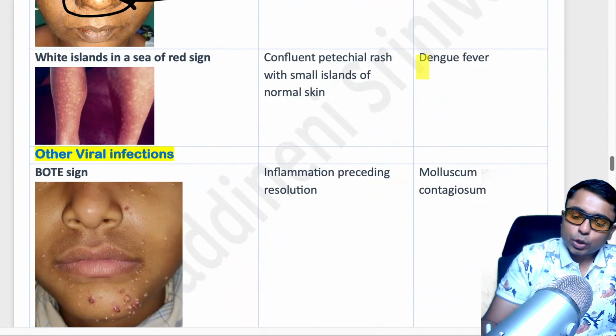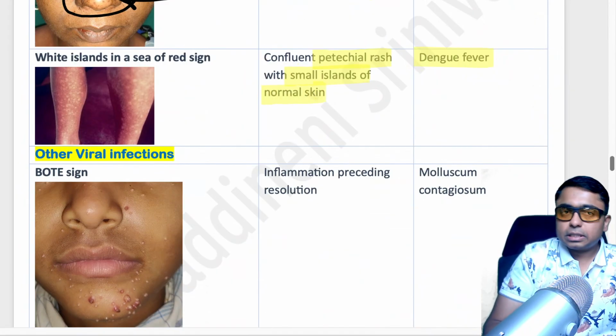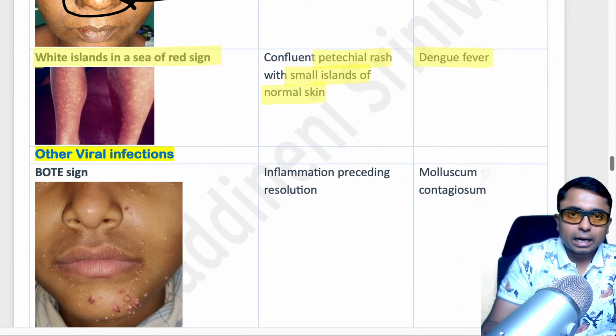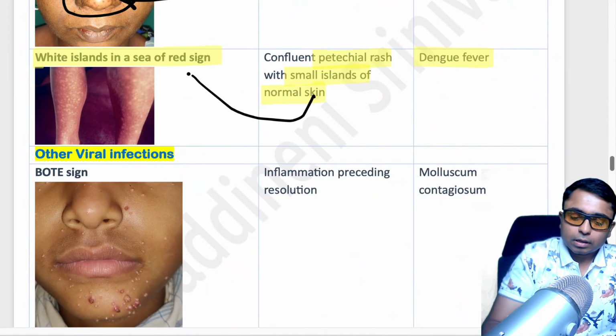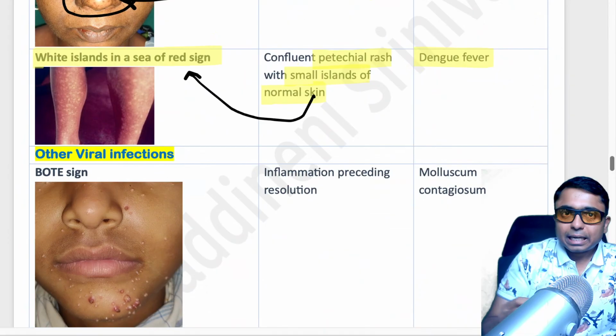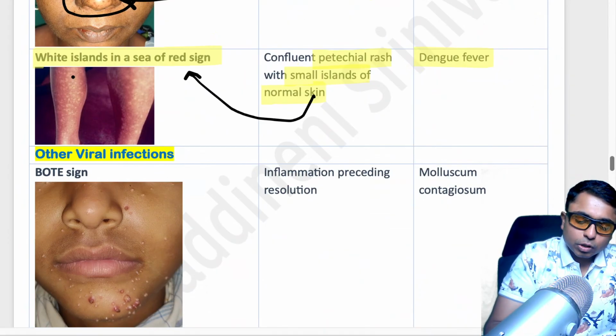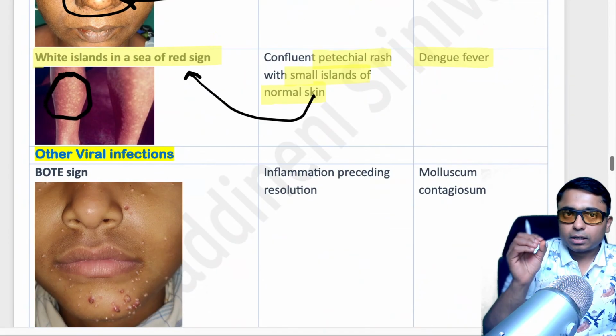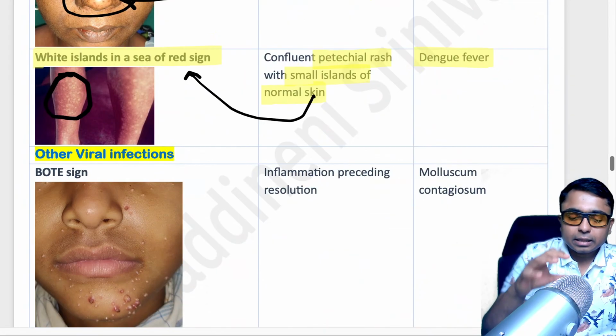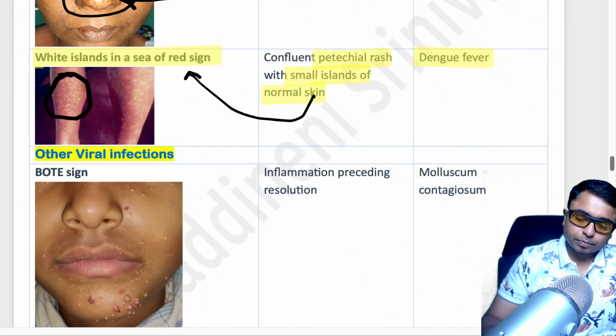Next, in dengue fever, there is going to be a confluent petechial rash with small islands of normal skin. So this is described as white islands in a sea of red skin. White islands in a sea of red, as you are able to see here. There are small white, normal-colored skin areas in the sea of red.